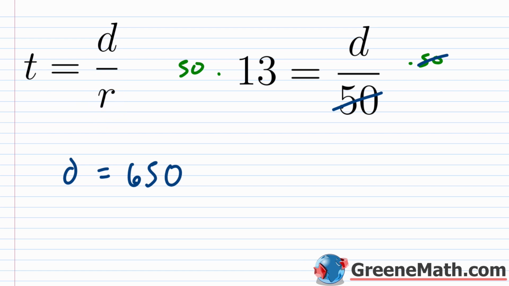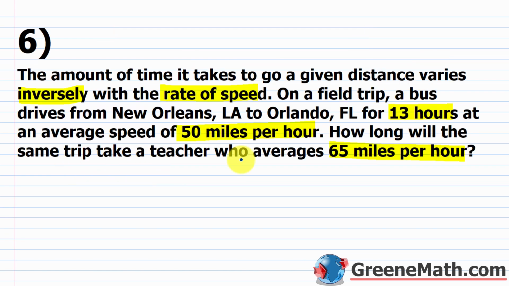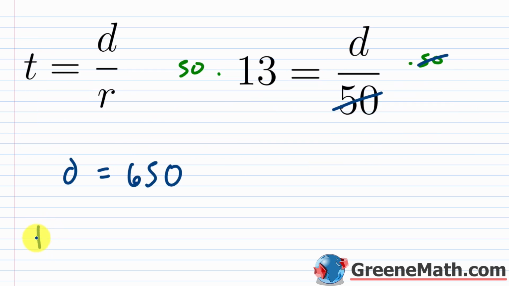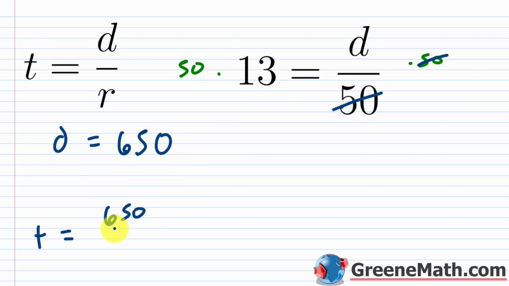If I come back, we're asked how long will the same trip take a teacher who averages 65 miles per hour? Well, all we're going to do is take that t is equal to, your distance here is 650 now. Let me move this up here, and it's over. Well, the rate is 65 miles per hour, so just plug in 65. And of course, we all know this is 10. You don't need a calculator for that. So the same trip is going to take that teacher 10 hours. So I'll just put here that it's going to take the teacher 10 hours.